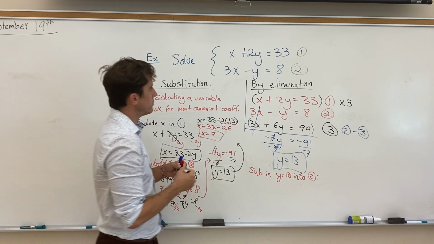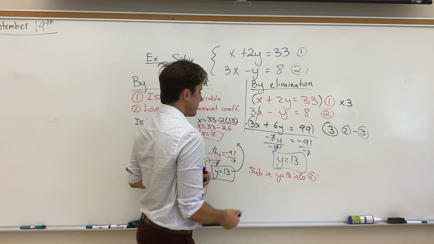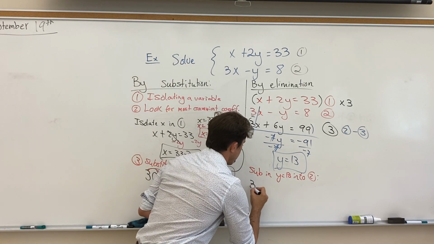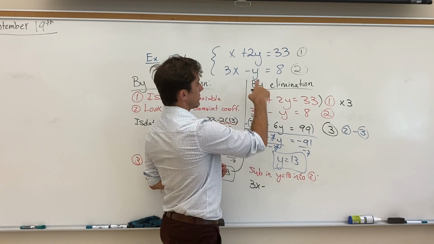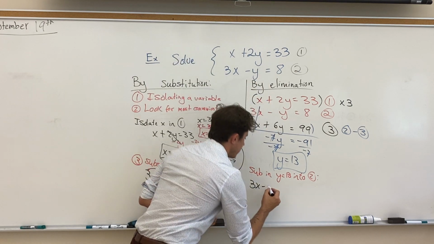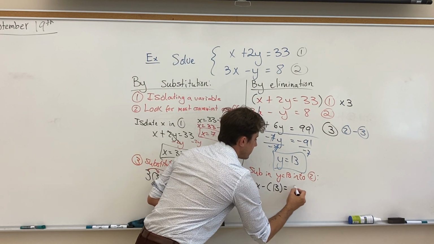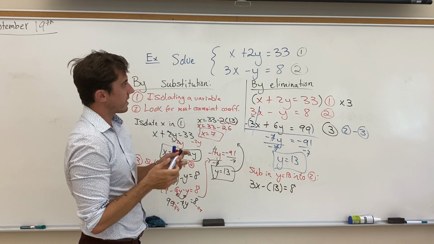So equation 2 was 3x minus y is equal to 8. And so that means we're going to have 3x minus 13. So we're going to replace the y with its value of 13. And we're going to say that that is equal to 8.